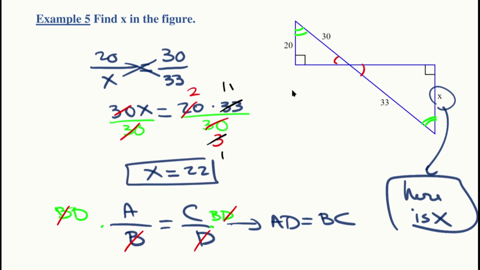Just be careful to mark your triangles properly. Then you just set up your ratios. Be careful, if this comes from this triangle, then this one on the top here should come from this triangle as well, and both of those should be from the other triangle. All right, make sure you can handle that, and we'll proceed.